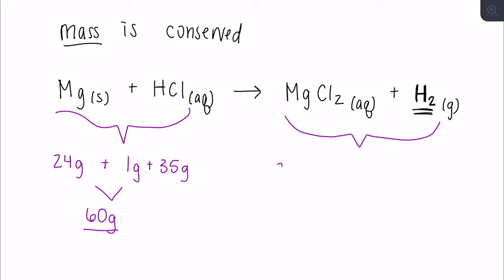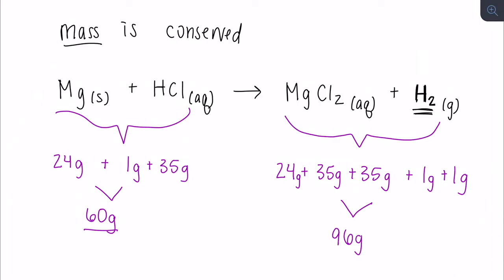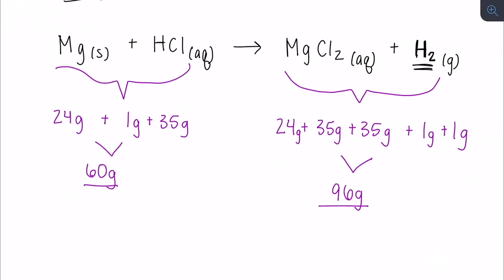So 24 plus 2 chlorines, so that's 35 twice, plus 1 gram for one hydrogen and 1 gram for the other hydrogen. And if we add all this up together, we end up with 96. So you may be asking yourself, why aren't they the same? And this has to do with the fact that I have not balanced my chemical equation. I have not accounted for all of the atoms.